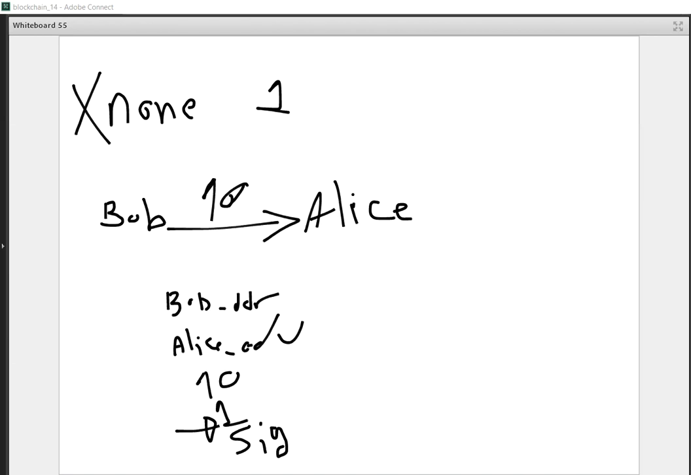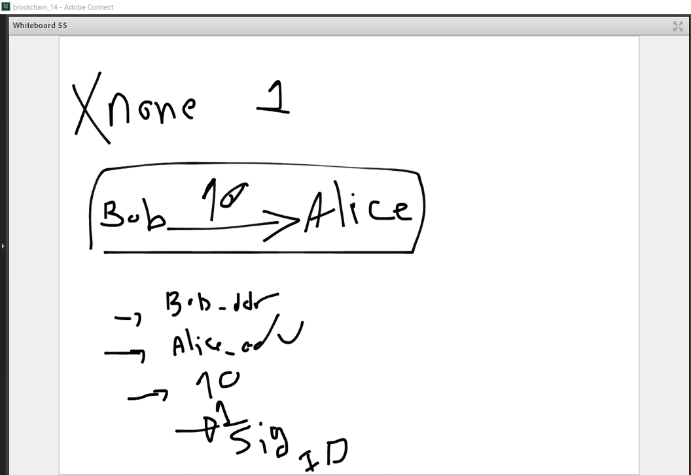Suppose Bob wants to send 10 Bitcoin to Alice. So Bob must create a transaction like this: transaction ID here, Bob's address, Alice's address, the amount is 10, fee is 1, signature. Now, suppose that tomorrow, again, Bob wants to send another 10 Bitcoin to Alice, twice.